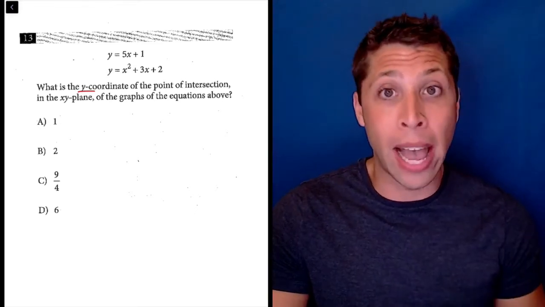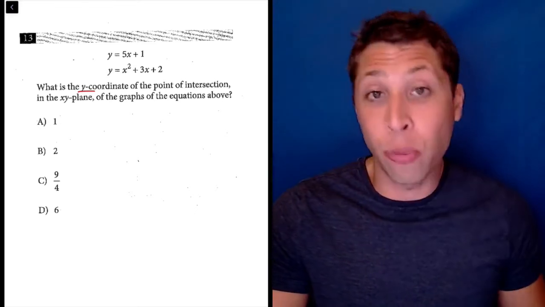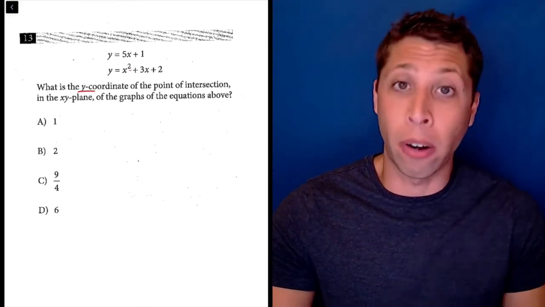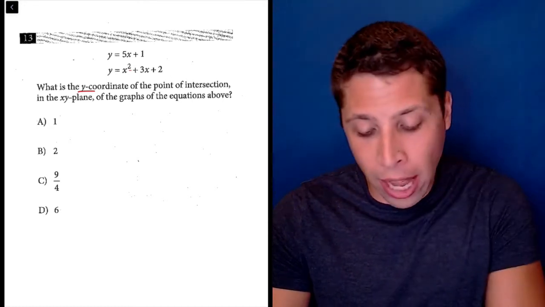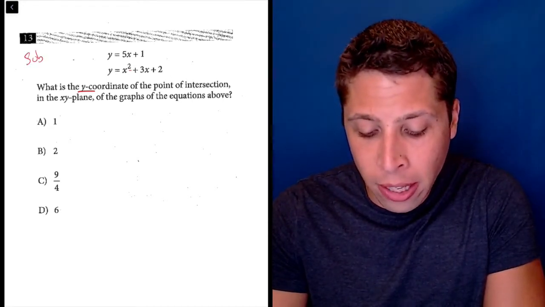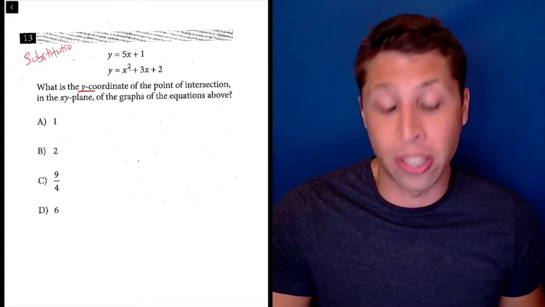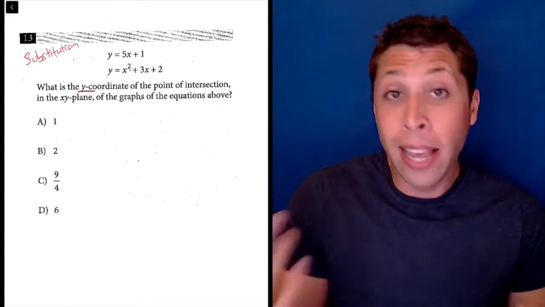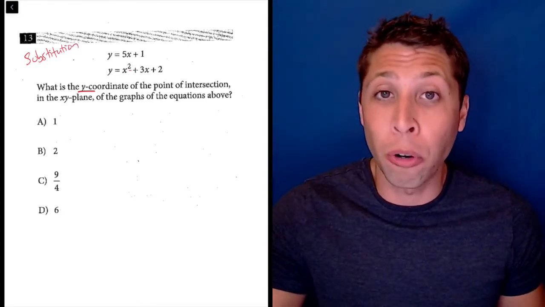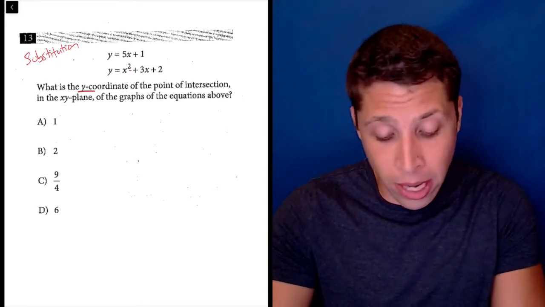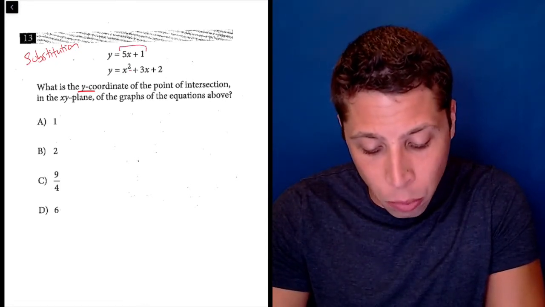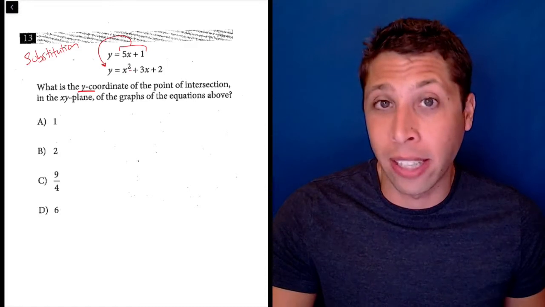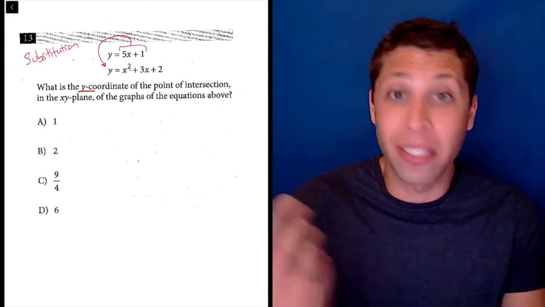Whenever we have a quadratic as one of our equations, we're really going to need to rely on substitution to bring these two equations together and find that point of intersection. Luckily they're both written in y equals form, so we can substitute one equation for the other. We can take that 5x plus 1 and plop it into y in the second equation because that's what y is equal to. It's the same y.